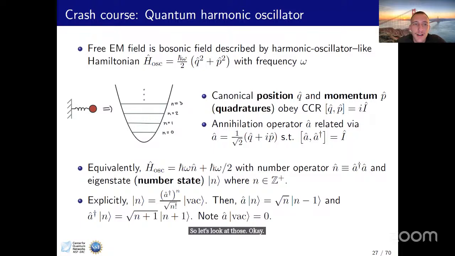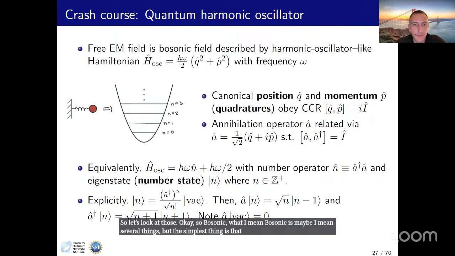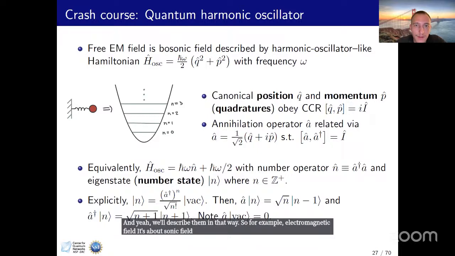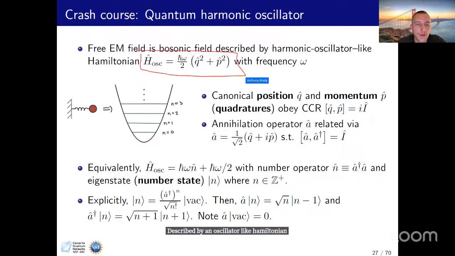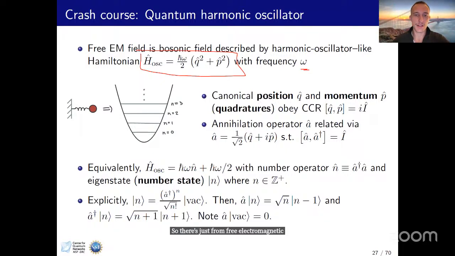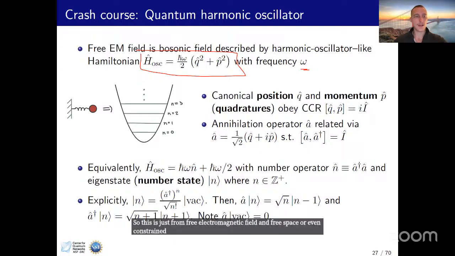What I mean by bosonic is maybe several things, but the simplest is to just think of bosons as harmonic oscillators. Bosons are effectively harmonic oscillators, and we'll describe them in that way. For example, the electromagnetic field, at least the free electromagnetic field, is a bosonic field described by an oscillator-like Hamiltonian. You've probably seen this Hamiltonian before. This is in some special units, an x squared plus p squared type of Hamiltonian at some frequency omega. This is just from the free electromagnetic field in free space or even constrained to a cavity. And here we have the canonical position and momentum operators.